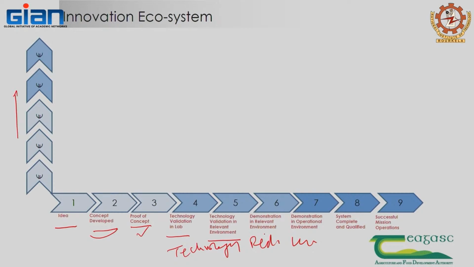Then you demonstrate in a relevant environment, then an operational environment, that means at a real factory setting, and then you configure the system with what all is required, because what is done in the lab in a small centrifuge cannot be done at large scale centrifugation. There you have to have a different system, and then you launch it. So that is the sequence of any idea or any technology.